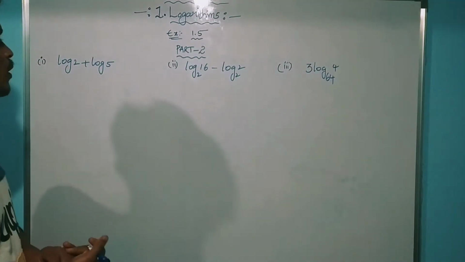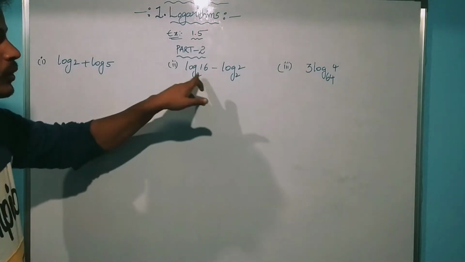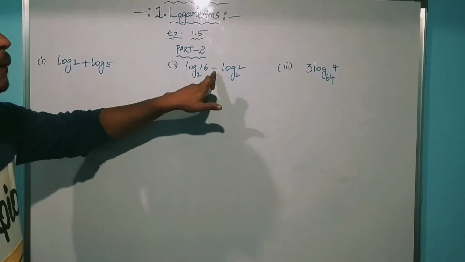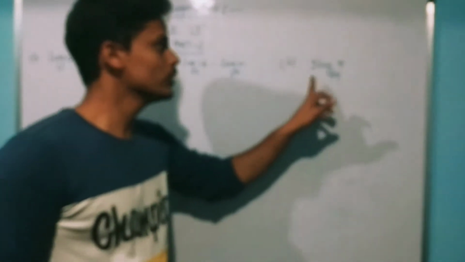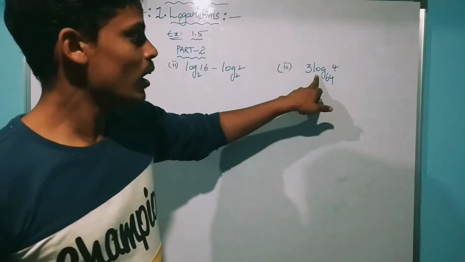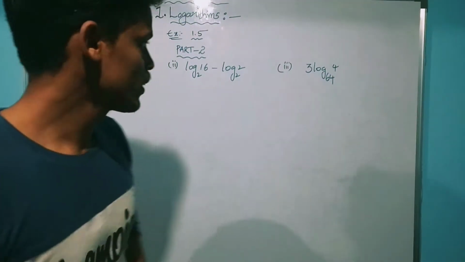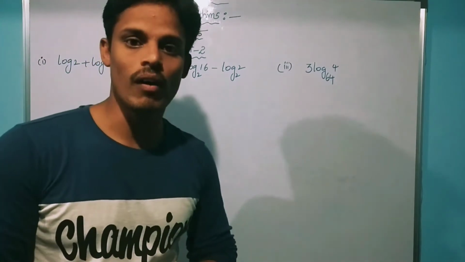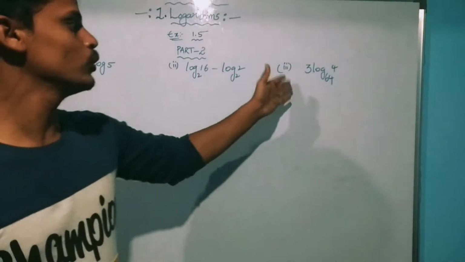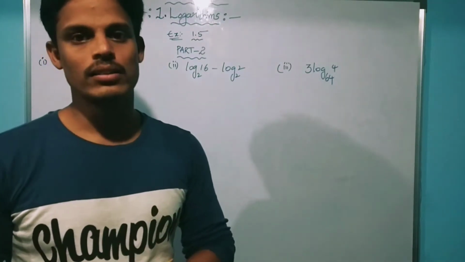Log 2 plus log 5. First question. Second question: log 16 to base 2 minus log 2 to base 2. Third question: 3 into log 4 to base 64. Express these logarithms as a single logarithm and find their values.